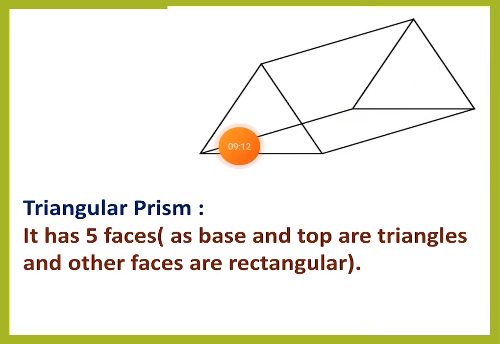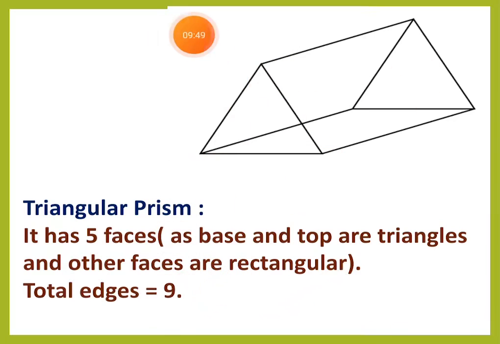2 faces are of triangle type, the base one and the top one. Then this right hand face you can see is also rectangular, as well as when you see it from the left hand side, that also represents a rectangular face. So in total there are 3 faces in the form of a rectangle. So 3 rectangles and 2 triangle faces; when you add, you will get a total of 5 faces here.